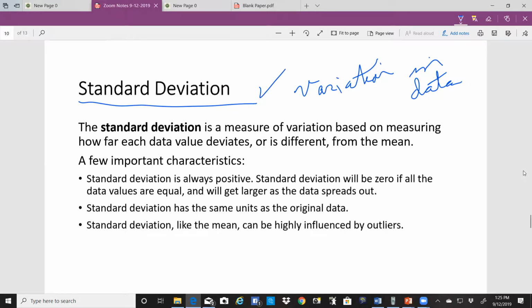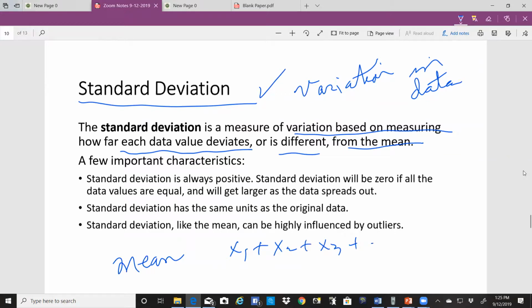And standard deviation is a measure of how far each data value deviates from the mean. And I think everybody knows the mean is x1 plus x2 plus x3. Add up all the data points from 1 to n and divide by n.